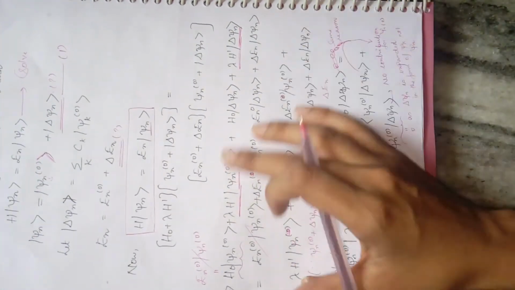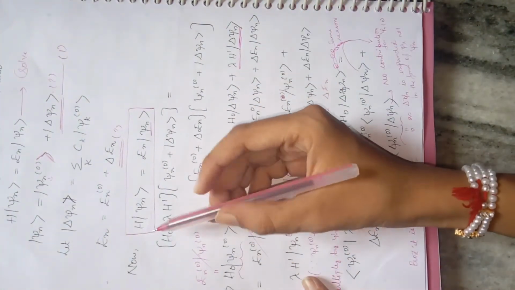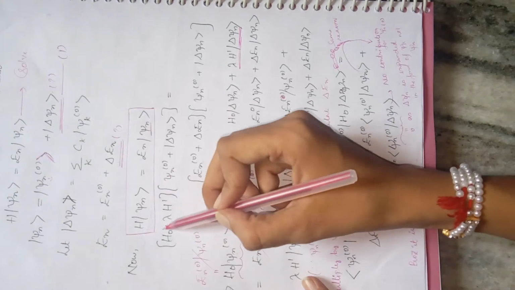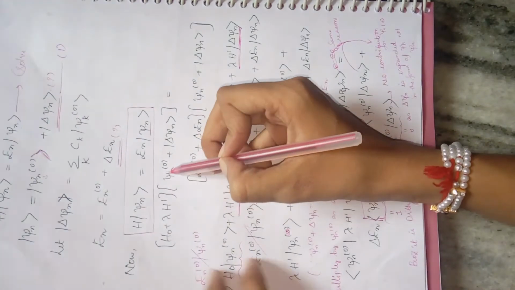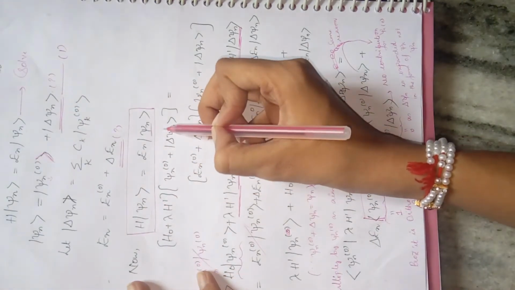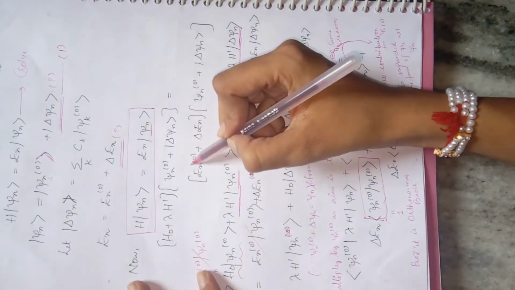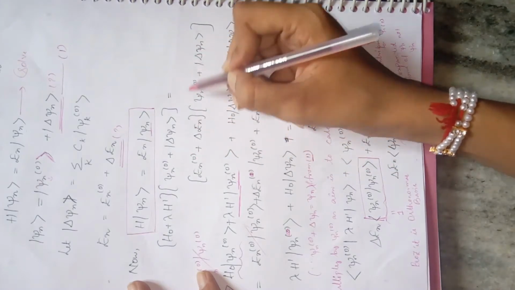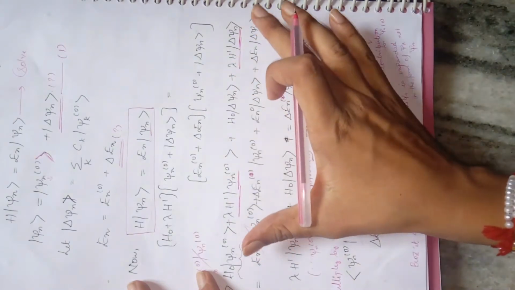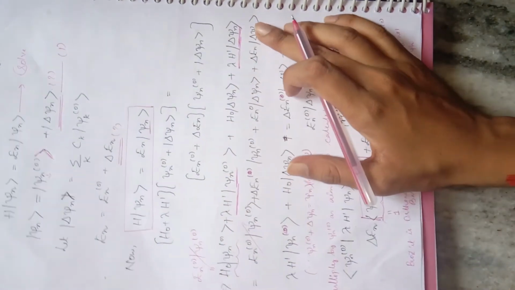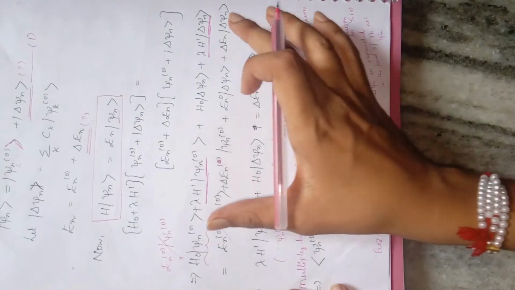Now what you do is, don't look at this thing, just simply multiply this term with each of them. H naught with this, H naught with this thing, lambda H dash with psi n naught, lambda H dash with delta psi n. In a similar fashion, just multiply these equations. Now once you multiply each thing, you will get this particular equation. Okay, now after this we have to simplify this.